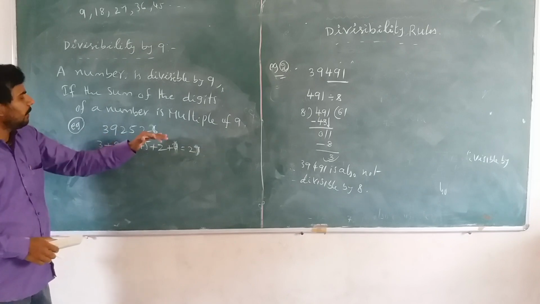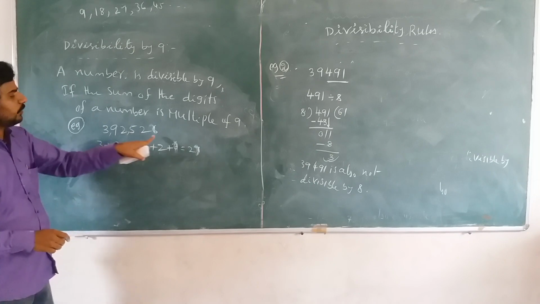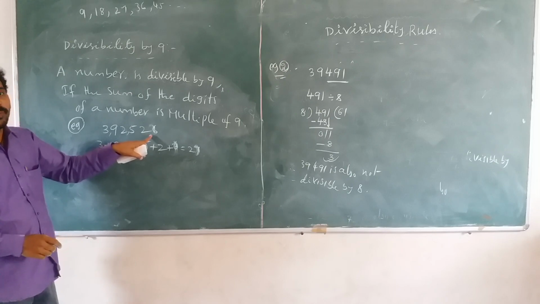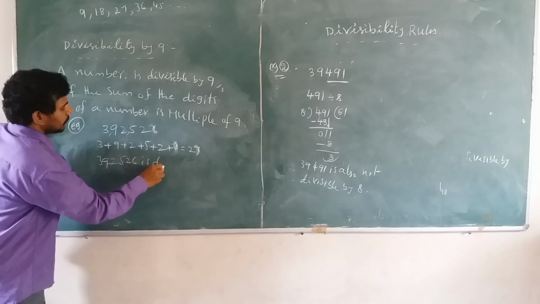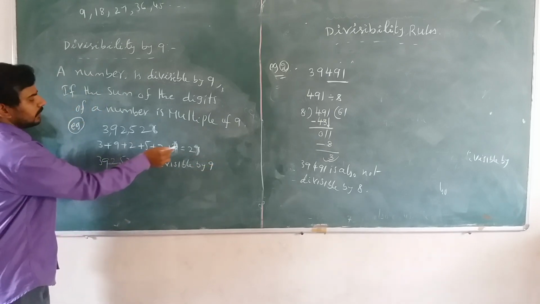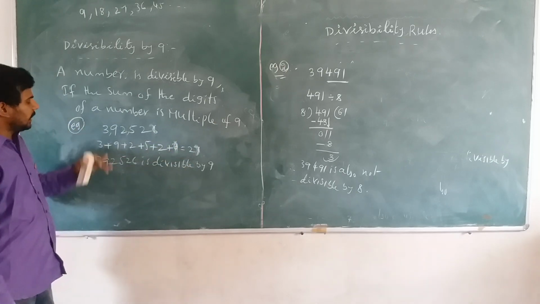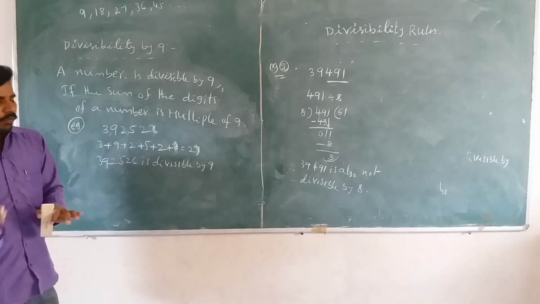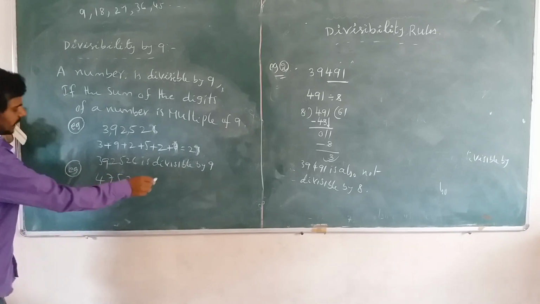That's why the given number, what is the given number? 3,92,526 is divisible by 9. Why is it divisible by 9? The sum of the digits of the number is a multiple of 9. That's why the given number 3,92,526 is divisible by 9. One more example children. What is the given number?